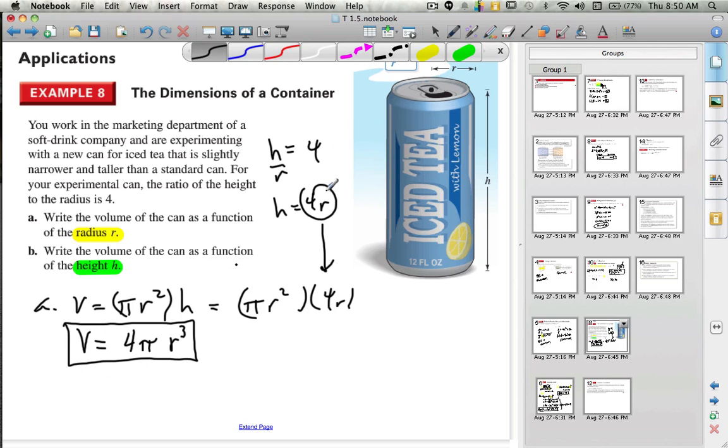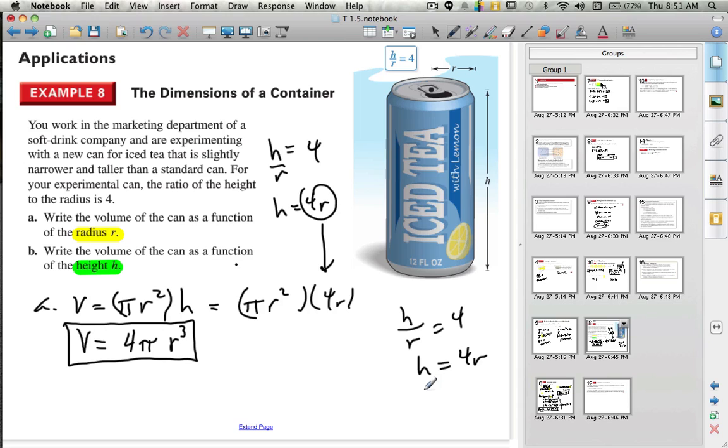Well, if I take this same formula and I solve it for the radius, if I have h divided by r is equal to 4, I'll multiply both sides again by r, 4r, and divide by 4. Height divided by 4 is equal to the radius. So now I can take this item and plug it in.